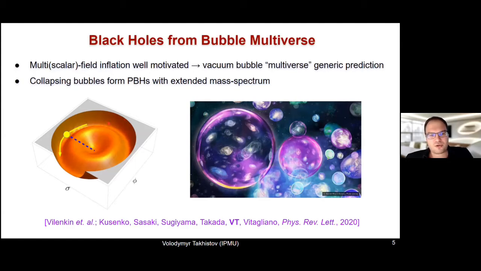You start here, you roll on the rim, and you tunnel to the middle. And as you tunnel, you form bubbles, and then as you tunnel past the minimum, the tunneling shuts off, but now you have a distribution of bubbles. So this is just an example.